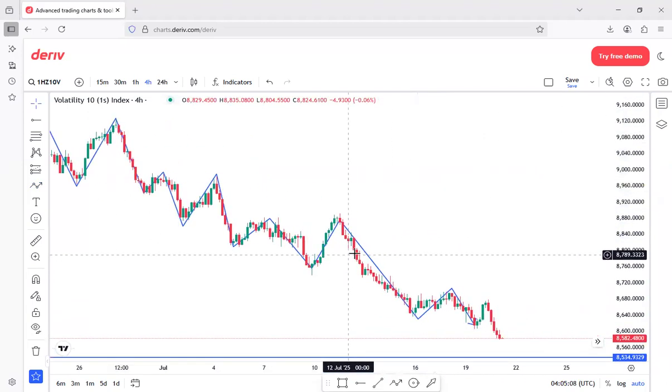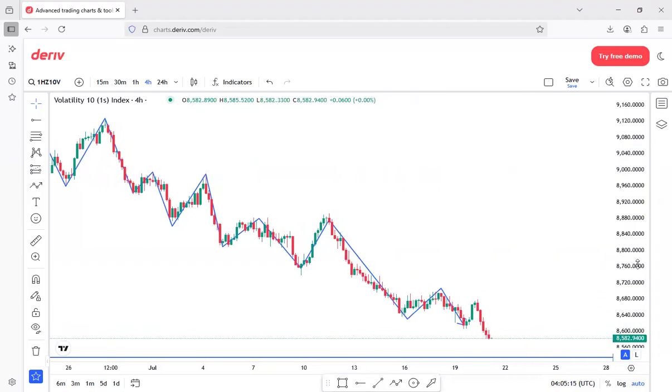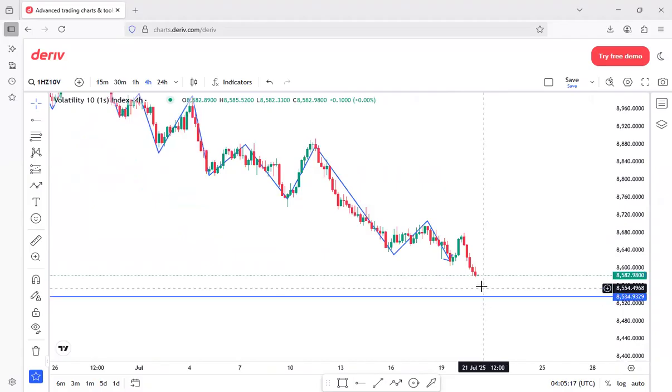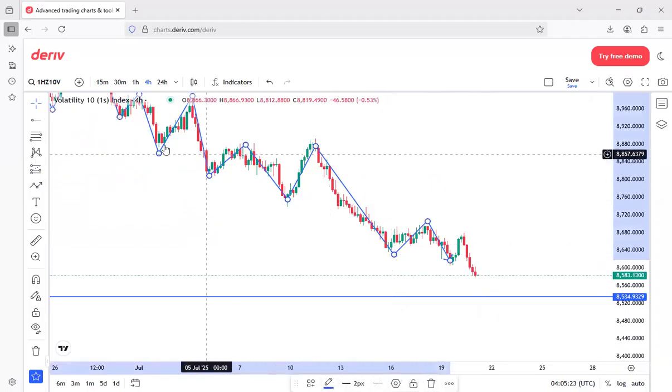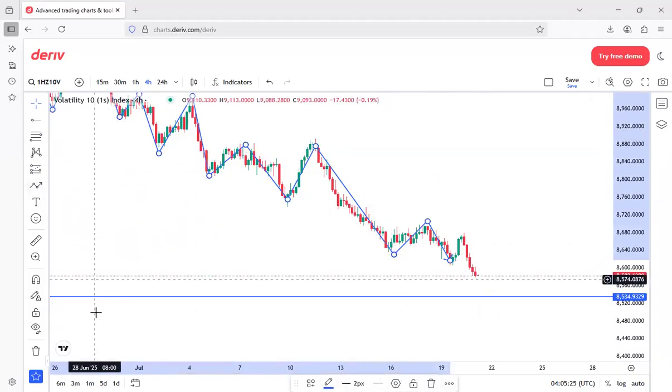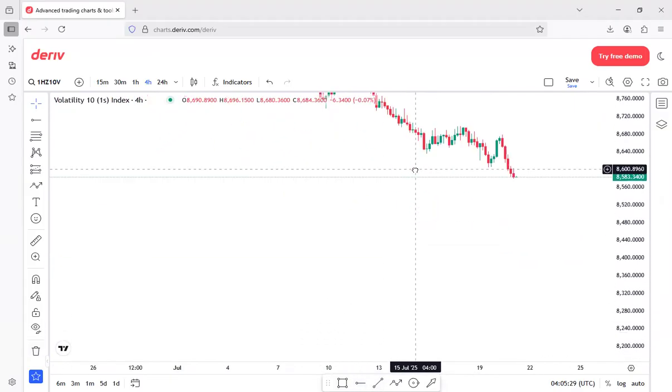So price is currently at this particular key zone, approaching this low. So this is where we'll be looking for a buying opportunity for price to push up. This is where we'll be looking for a retracement of price. So once price should drop at this particular key zone, where is it?